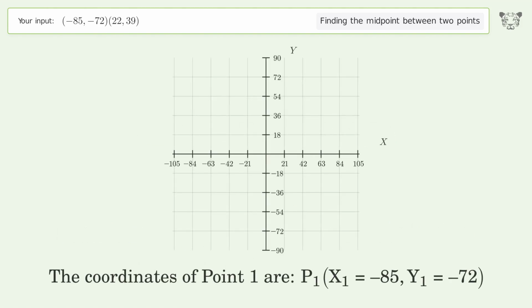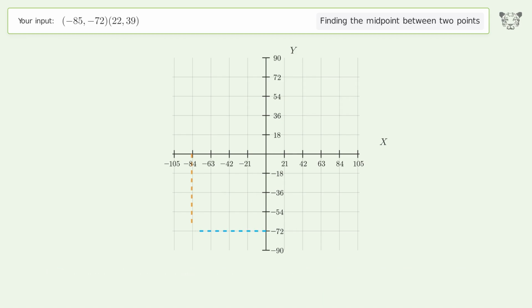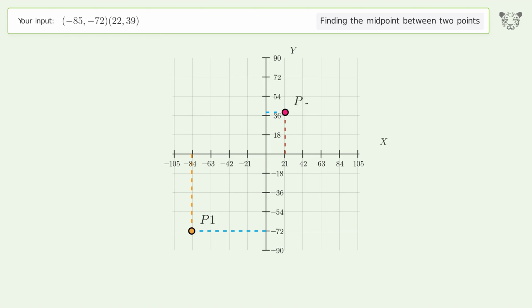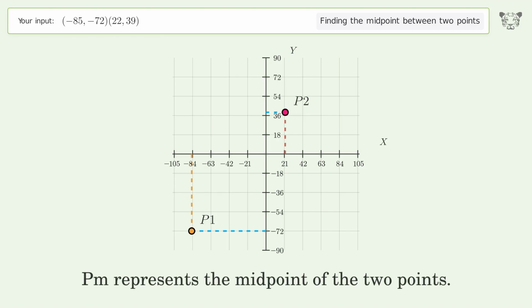The coordinates of point 1 are, x1 equals negative 85, y1 equals negative 72. The coordinates of point 2 are, x2 equals 22, y2 equals 39. PM represents the midpoint of the 2 points.